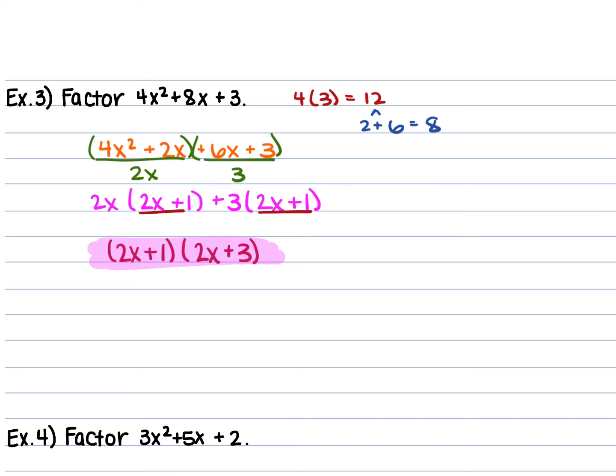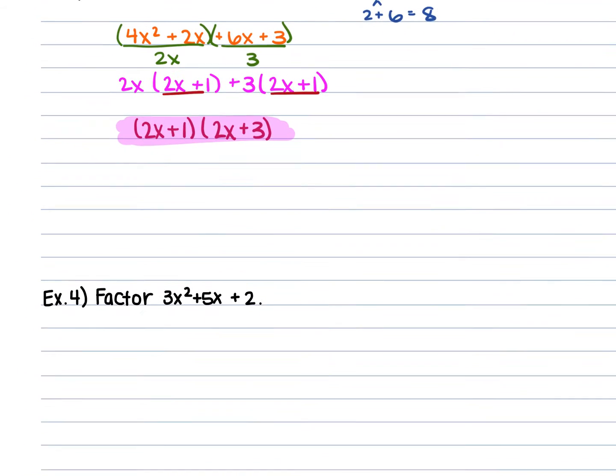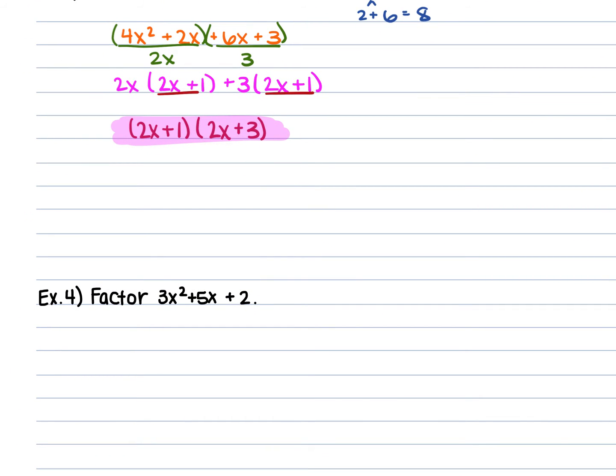For example 4, we have 3x squared plus 5x plus 2. Again, we cannot factor out a greatest common factor here, so we're going to do 3 times 2. It gives us 6. We're going to find the factors of 6 that add up to be 5. That's 2 and 3. So this expands to be 3x squared plus 2x plus 3x plus 2.